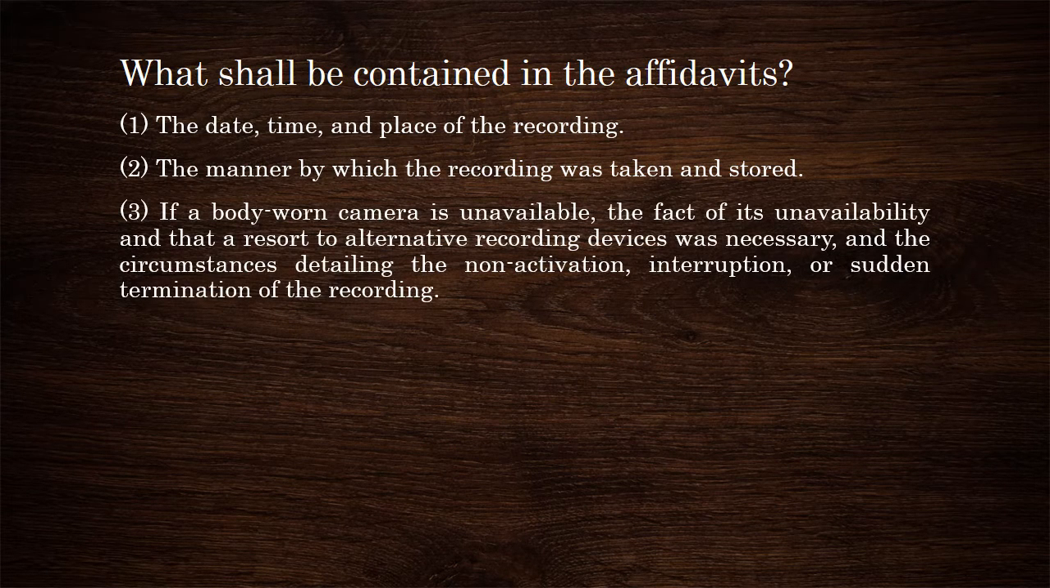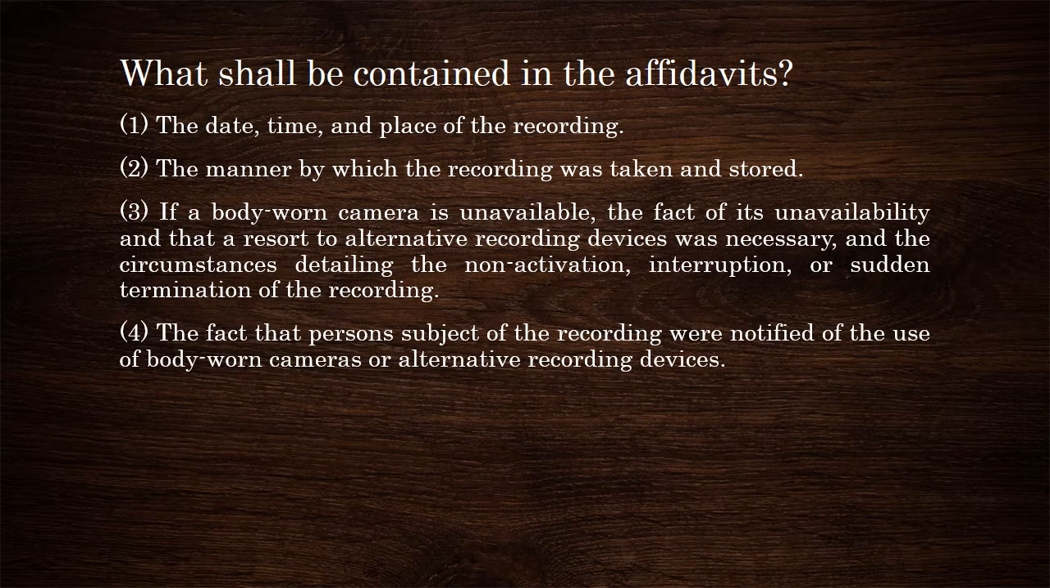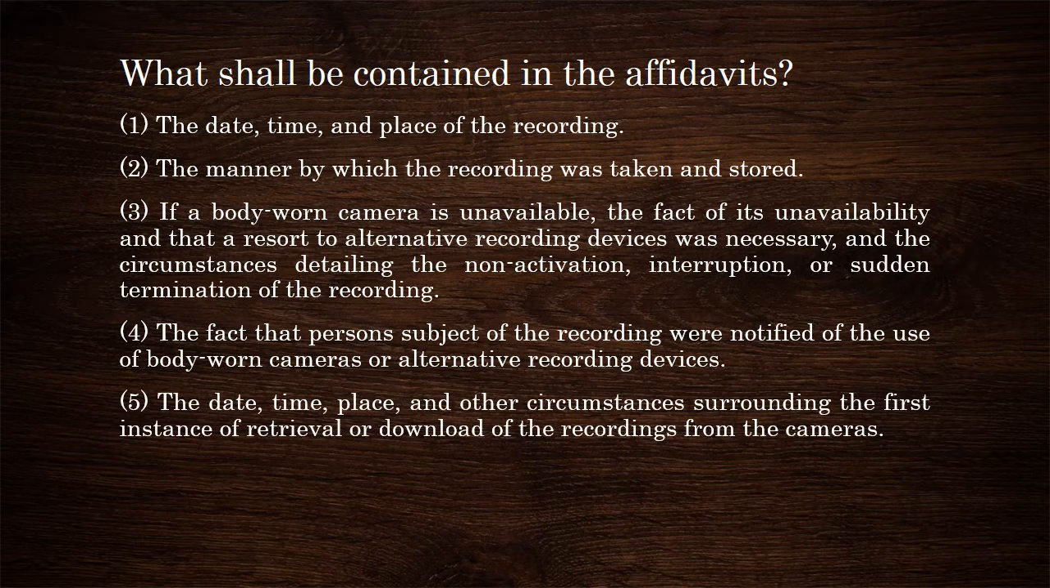Number 3, if a body-worn camera is unavailable, the fact of its unavailability and that a resort to alternative recording devices was necessary, and the circumstances detailing the non-activation, interruption, or sudden termination of the recording. Number 4, the fact that persons subject of the recording were notified of the use of body-worn cameras or alternative recording devices. Number 5, the date, time, place, and other circumstances surrounding the first instance of retrieval or download of the recordings from the cameras.